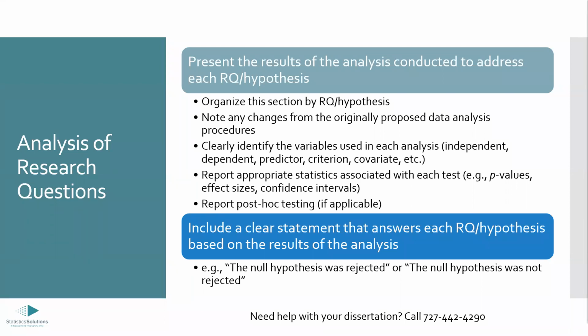Importantly, for each analysis, you want to include a clear statement that answers each research question or hypothesis based on the results of the analysis. So for each research question, you should be able to state by the end of this analysis section whether the hypothesis was met or not, or supported or not. You should have an answer to each research question. If your hypotheses are presented in null and alternative format, you want to make a clear statement that the null hypothesis was rejected or the null hypothesis was not rejected.